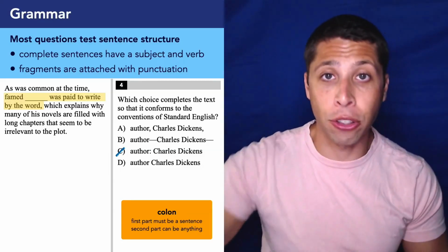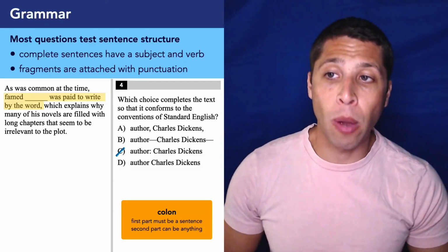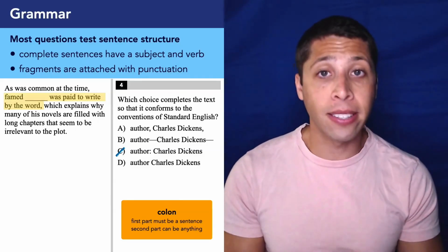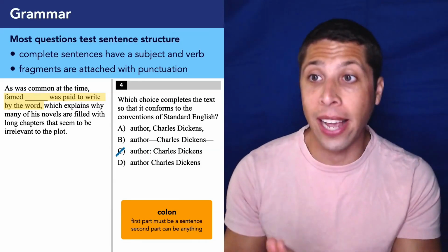We are attaching an extra clause at the end there, which explains why many of his novels are filled with long chapters that seem to be irrelevant to the plot. That is not a sentence, that is a fragment. The word "which" is the dead giveaway here.